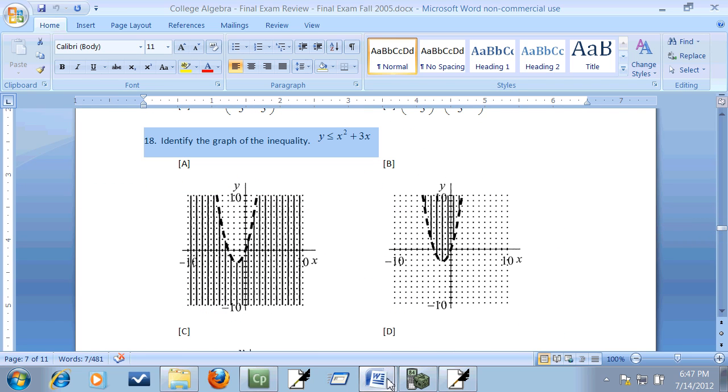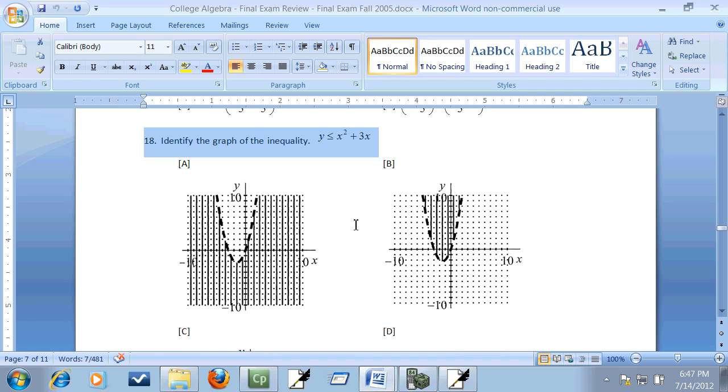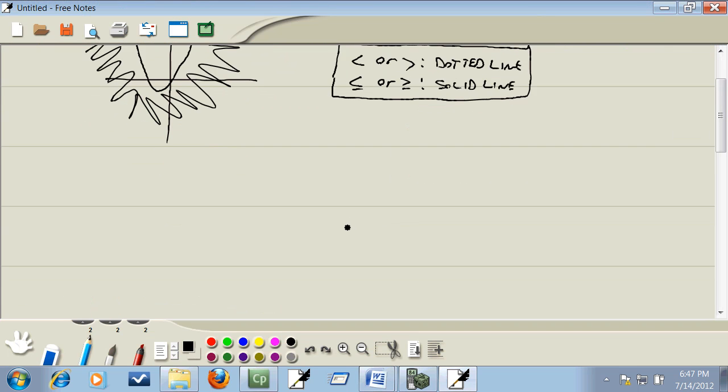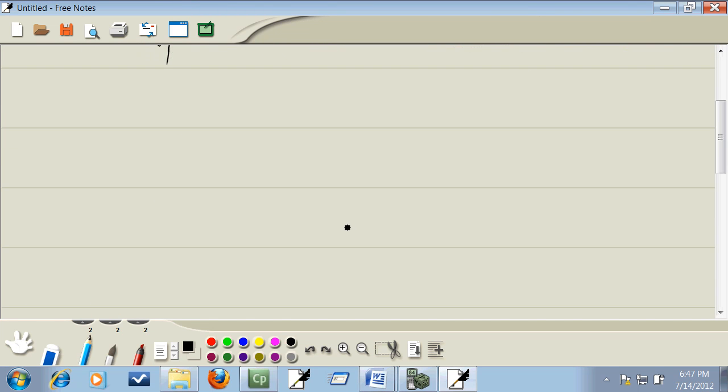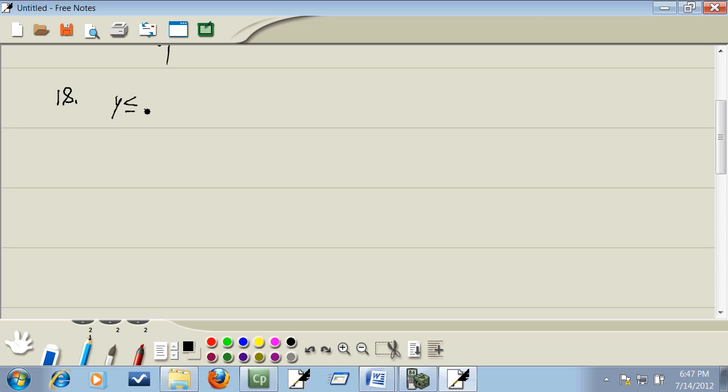Now if I was doing this by hand, what we would do is, let me show it. We got y is less than or equal to x squared plus 3x. First thing we do is pretend we're graphing y equals x squared plus 3x, with the stipulation of the dotted or solid line. This is a less than or equal to, so it's going to be a solid line.